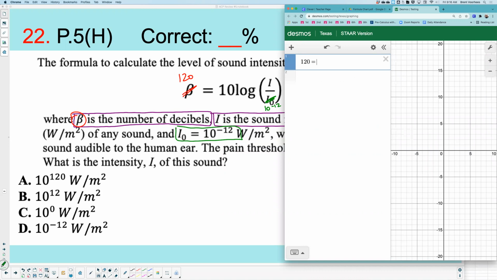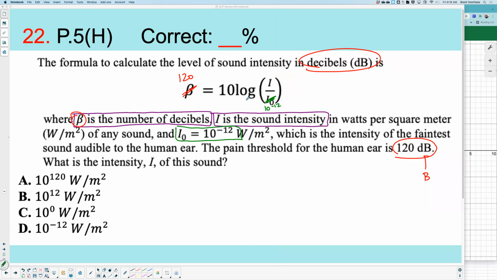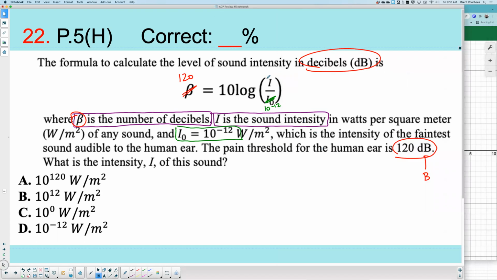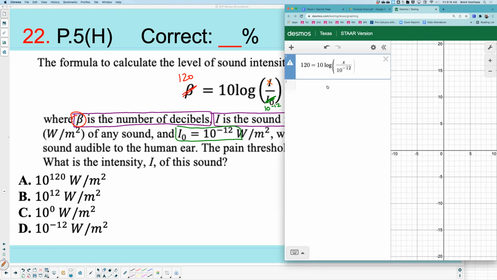I got 120 equals 10 log of, instead of I, that's our unknown. What should we put in Desmos for your unknown? X. Use X for your unknown in Desmos. Then over 10 to the power of negative 12. Okay, so I just put this in as my X right there. That's our unknown. Now, nothing happens on my version of this.